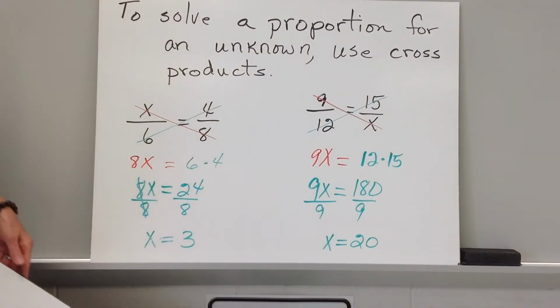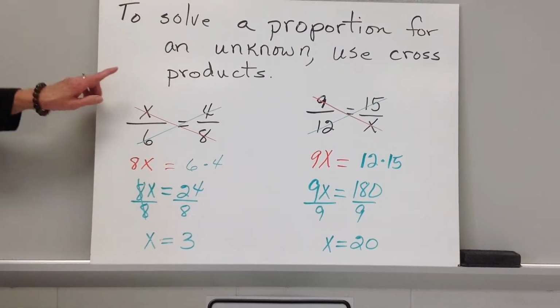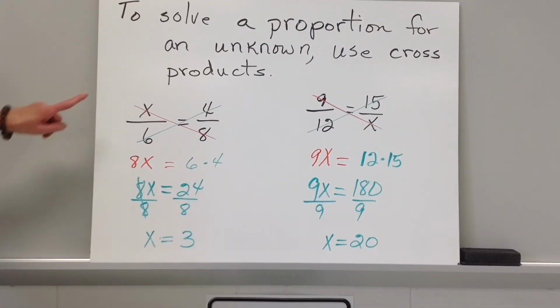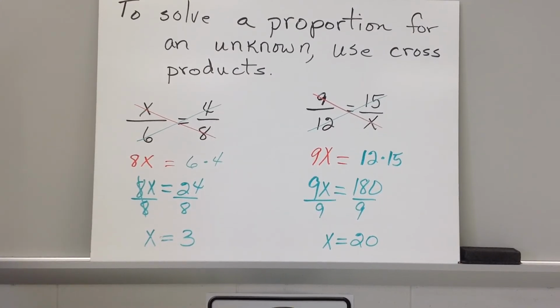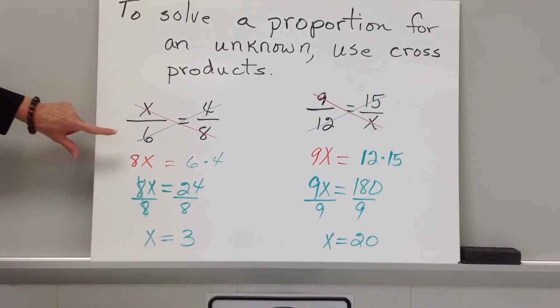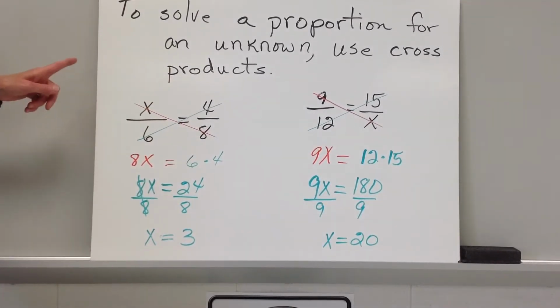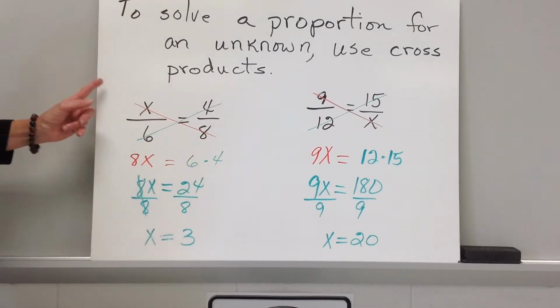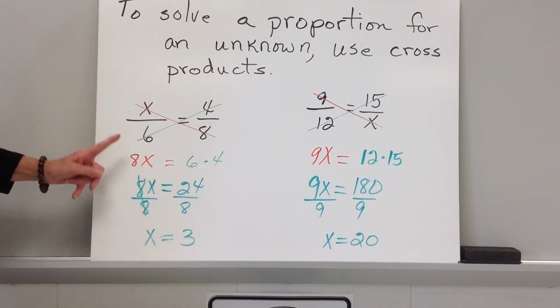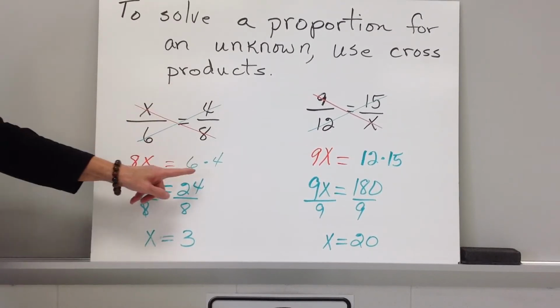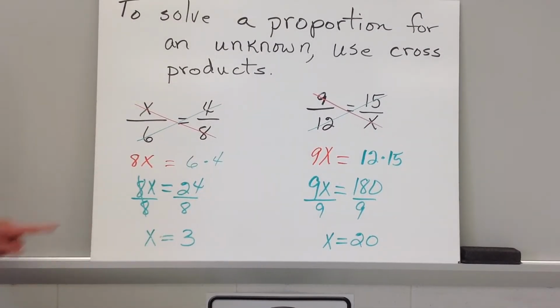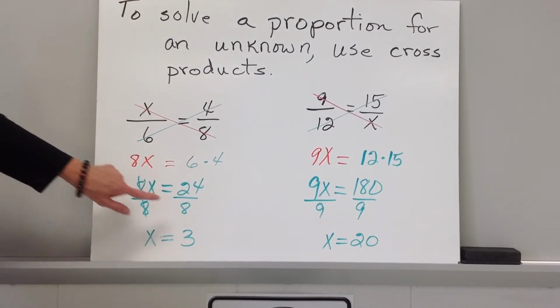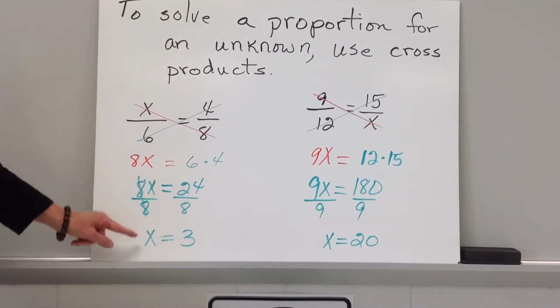You can also use cross products to solve a proportion for an unknown. If you have an x in a proportion, you can use cross products to find out what that x stands for. If you have x/6 equals 4/8, multiply the x times the 8, that's 8x, multiply the 6 times the 4, that's 24. 8x equals 24. Think how you solve an equation, divide by 8, and so x is 3.